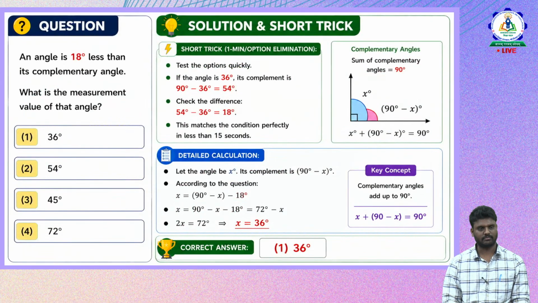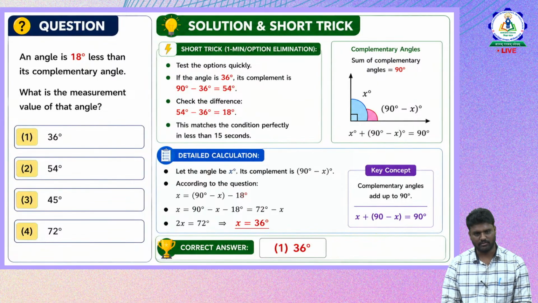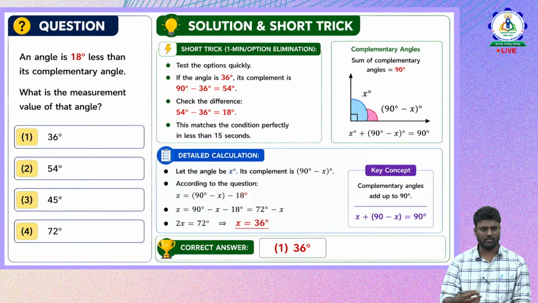Now the next question is: an angle is 18 degrees less than its complementary angle. What is the measurement value of that angle? This question is based on complementary angles. Two angles are complementary when the sum of both angles becomes 90 degrees. Here they have given one angle, and the other angle we don't know, so we need to identify that.